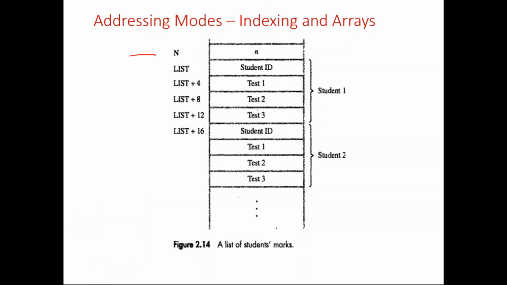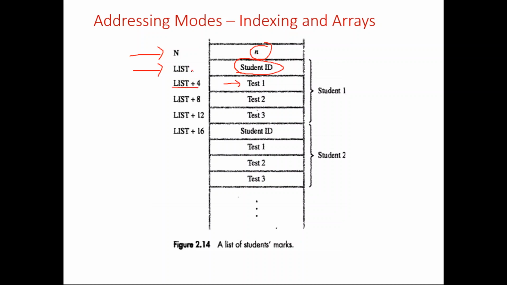The memory location n contains the number of students' details. And this list contains the student ID of the first student. Here we are assuming the computer is a 32-bit word size computer, that is, each word occupies 4 bytes. So the test 1 marks of the first student will be in the location list plus 4.